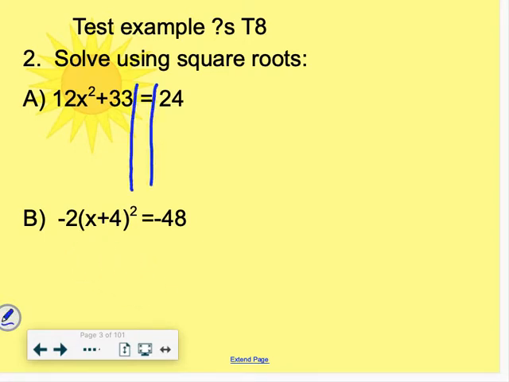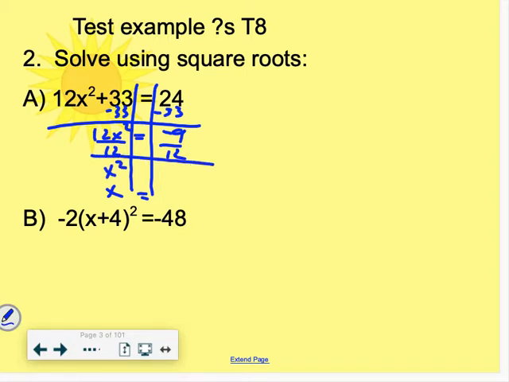So our goal is just to get x alone. Isolate x. Or first you have to isolate what's being squared, which in this case is x squared. So I would subtract 33, you get negative 9. I would divide by 12 and simplify. Negative 9 divided by 12 reduces to negative 3/4.